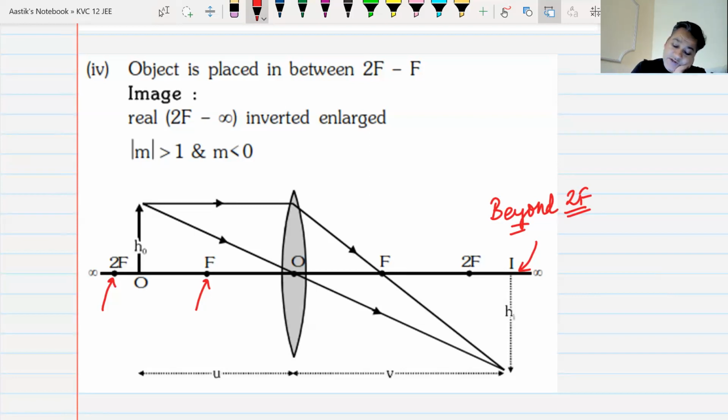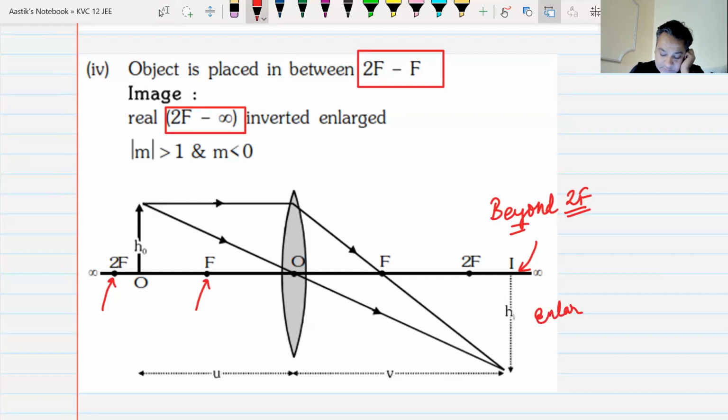The object is between f and 2f. The image is formed beyond 2f, and therefore the image is enlarged. It is now bigger than the object itself. The image is still inverted. The image is still real. This is case number 4. Note it down. Let me know when you are done.